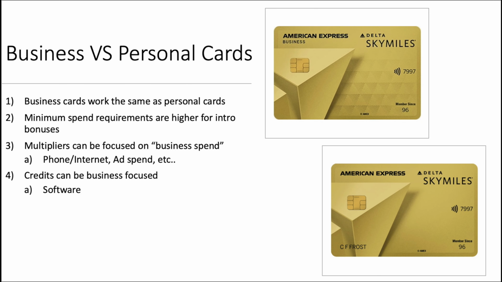We're still focused on getting the best multiplier. So business cards work the exact same way as personal cards. It's still a revolving line of credit. There are still multipliers. There are still credits, things like that. You're still responsible for paying it back. So they're the exact same thing. That's just kind of the idea of business cards.